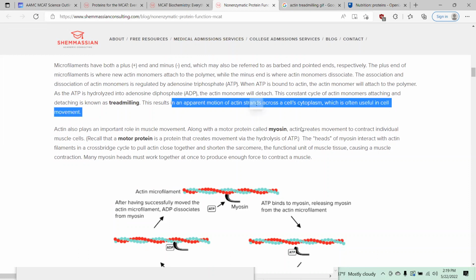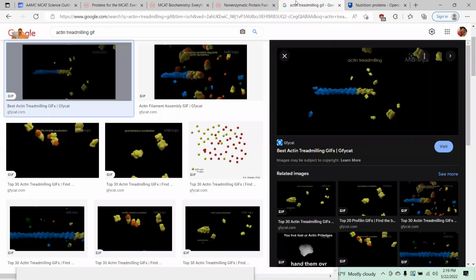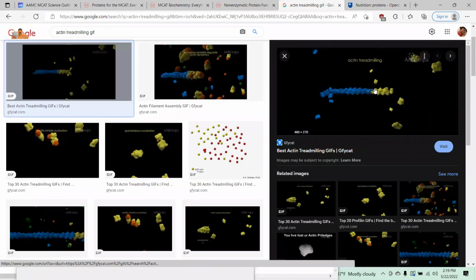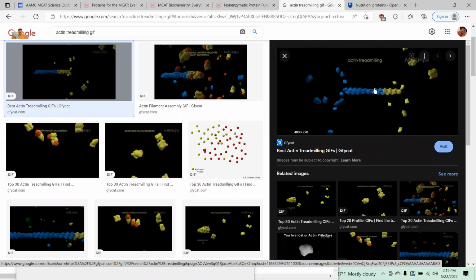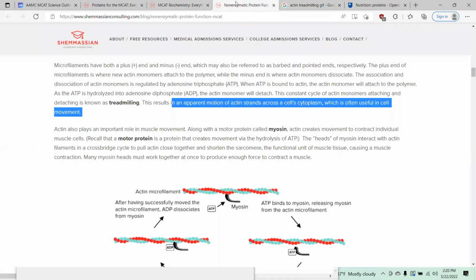So if you ever thought about phagocytosis or a cell moving, it's moving this way, with this thing pushing out into the membrane and pushing the cell forward. It's kind of true, like our skeleton: if our skeleton was pushing us around and we were just blobs of meat, that's essentially what's happening here.